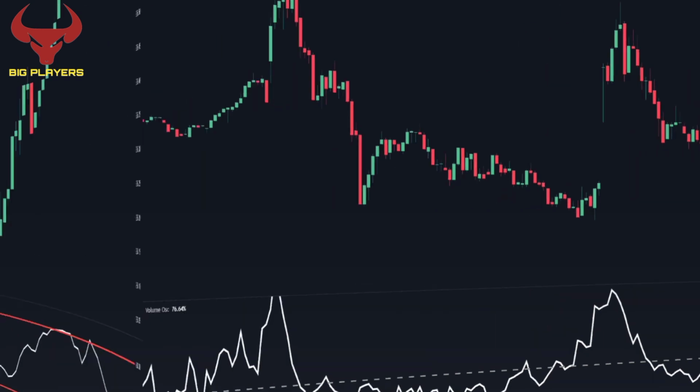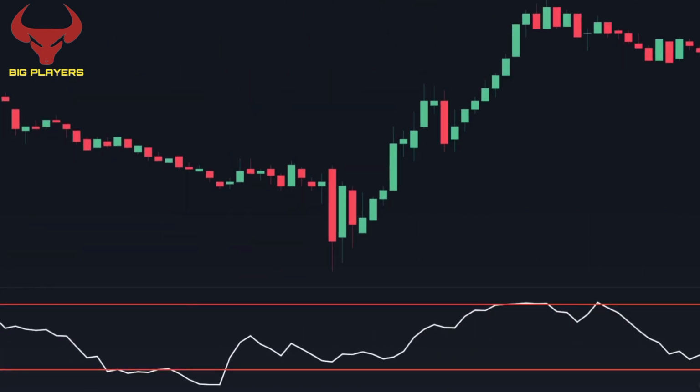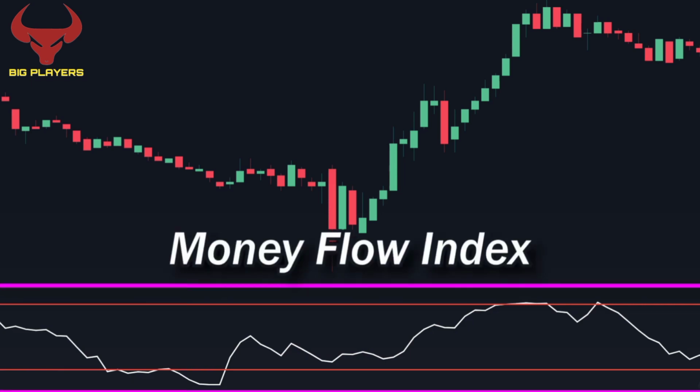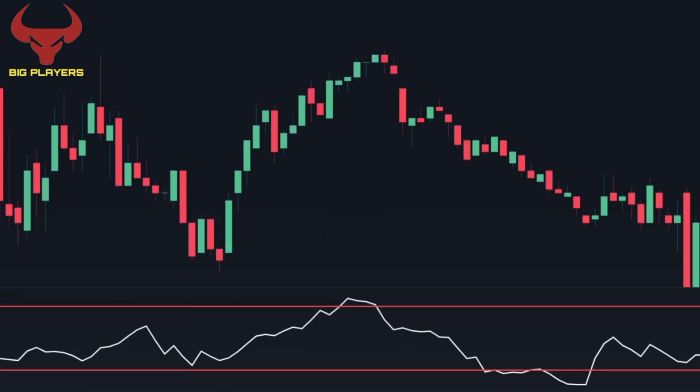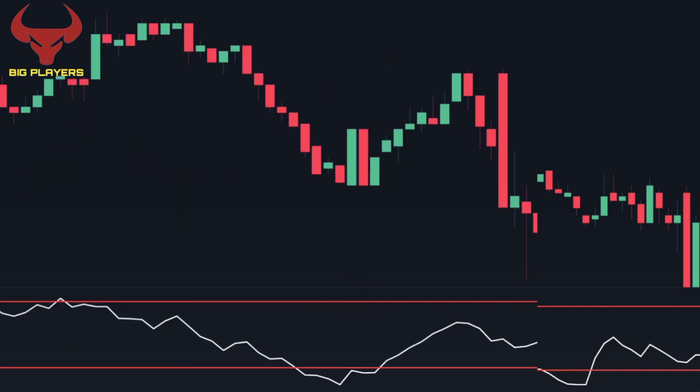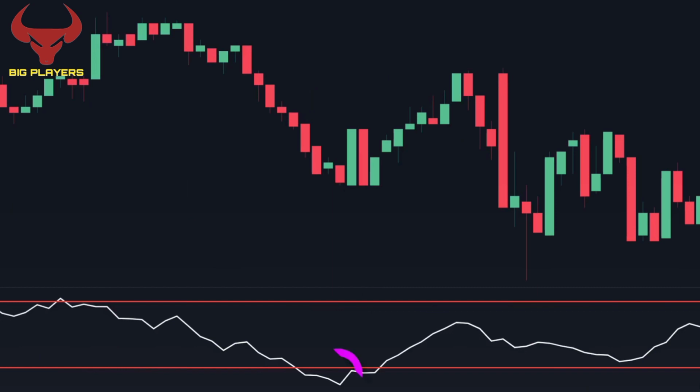And now, I'm going to give you a bonus strategy using another volume indicator called the money flow index. So how the indicator works is very simple. If the line crosses above the high line, it means that the price is overbought and is more likely to reverse to the downside. And if the line crosses below the low line, it means that the price is considered oversold and is more likely to reverse to the upside.